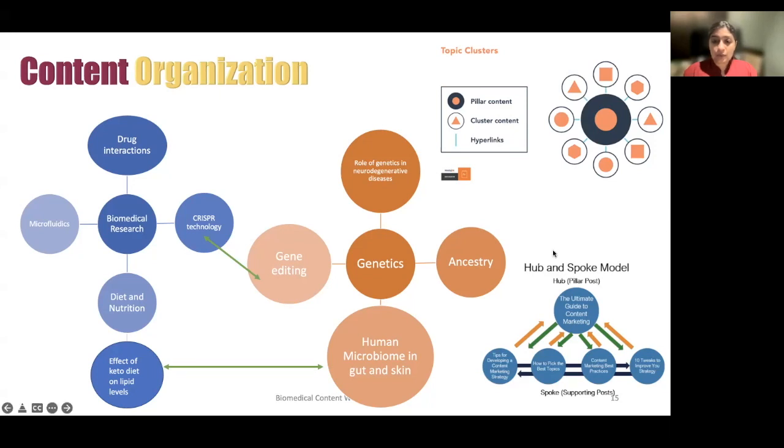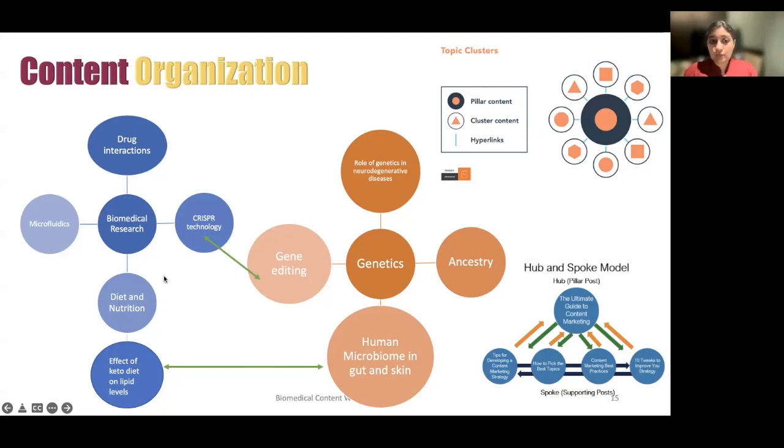So supposing you had a topic on genetics, you wanted to write a blog on genetics. Now, there are associated topics that are related to that. You could write a smaller article on the role of genetics in neurodegenerative diseases. You could write on the role of genetics in ancestry, on the human microbiome and gut and skin, the genetics that are involved with that, and gene editing software, or the role of gene editing these days. That could be one entire hub and spoke model where you're revolving your content around genetics.